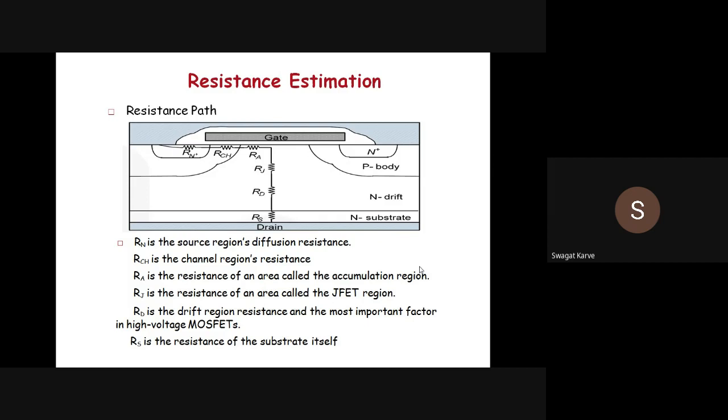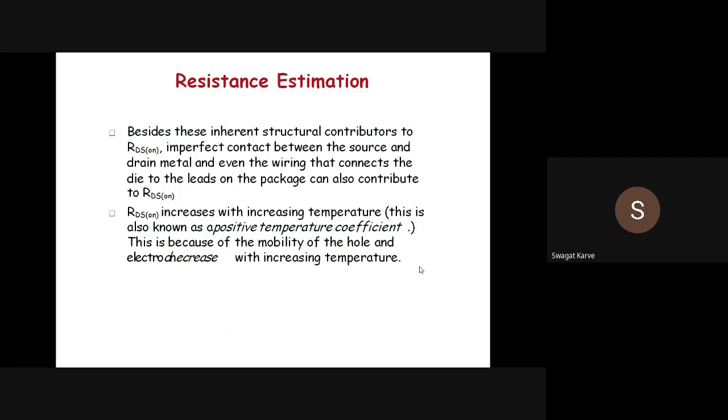So Rn, RCH, RA, RZ, RD, and RS. These are the 6 resistors, and if you add up all these 6 resistors, you will get the total resistance of the MOS transistor, that is RDS on. So basically, this is the resistance estimation.